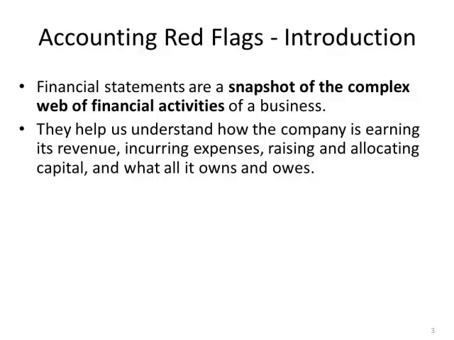What the financial statements allow us to do is understand how the company is earning its revenue, how it's incurring expenses, how it's raising and allocating capital, and what it owns and what it owes. As I mentioned, financial statements are a summary of the transactions that have taken place. Through this summary, we have to learn what the company is doing, how it's making profits, how its revenue is generated, its expenses, etc. And this is why accounting can be tricky sometimes, because companies can distort their financial information since it's a summary. It's not a list of every single transaction they've made.